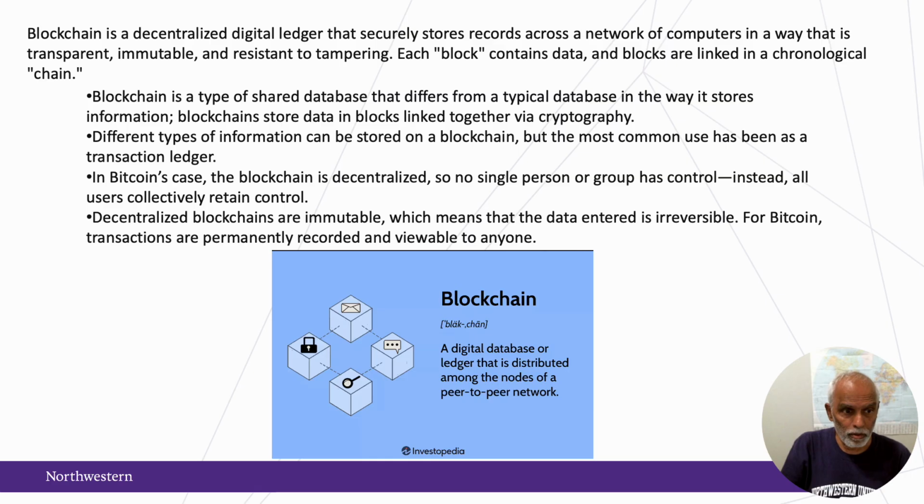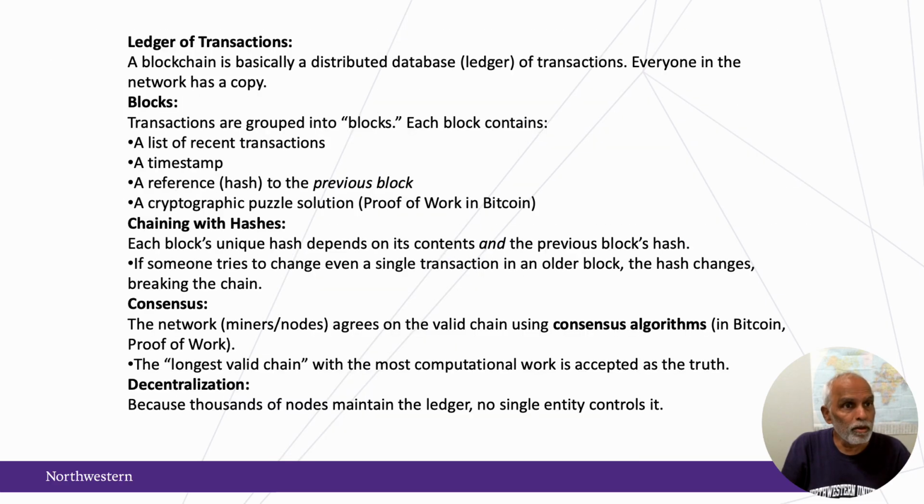So, that is the kind of principles by which the blocks are coming together. Now let me explain a little bit more. A blockchain is basically a distributed database. Our database is called a ledger of transactions. Everyone in the network has a copy. That's a simple principle. What are blocks?